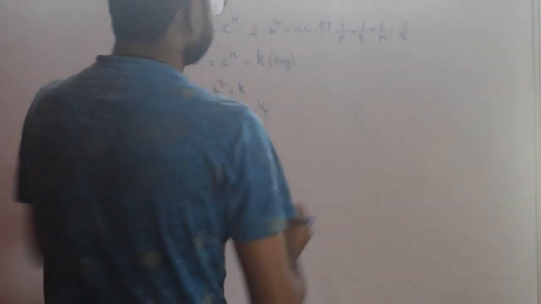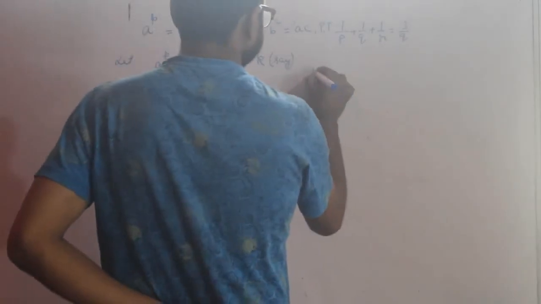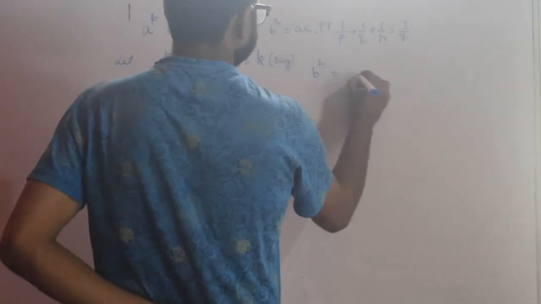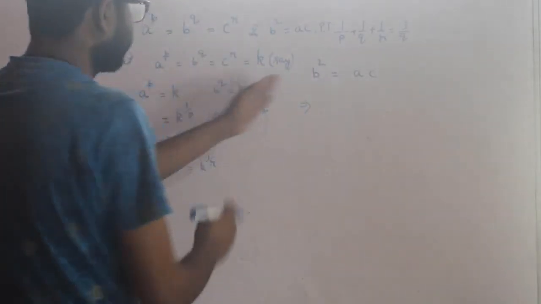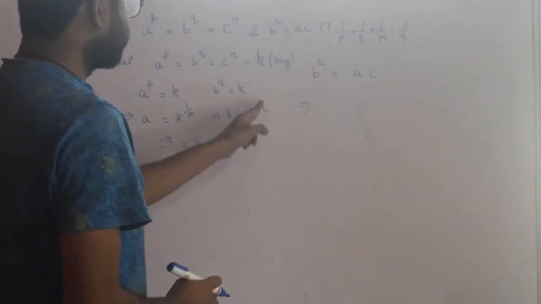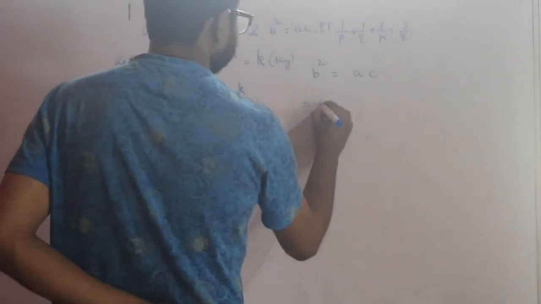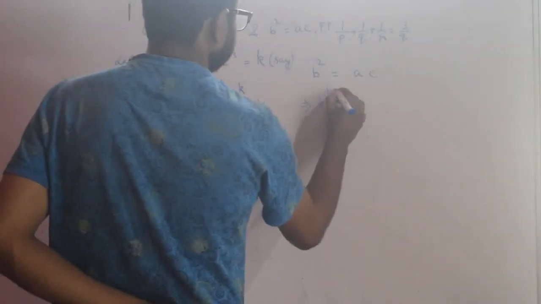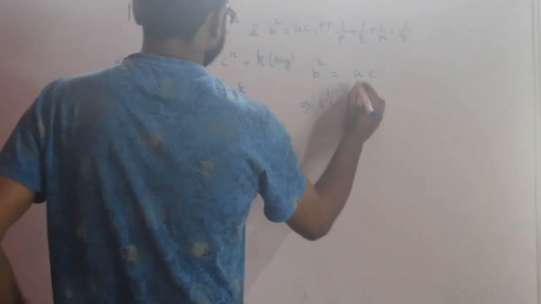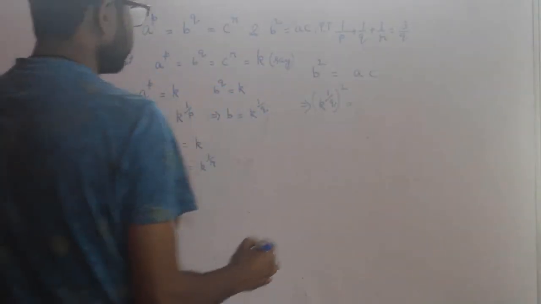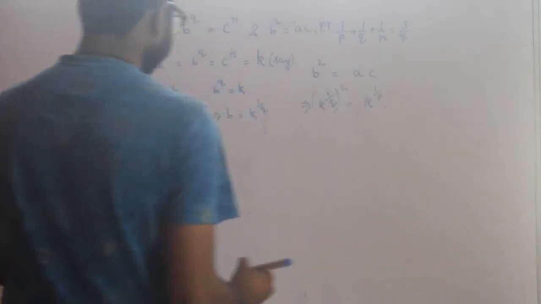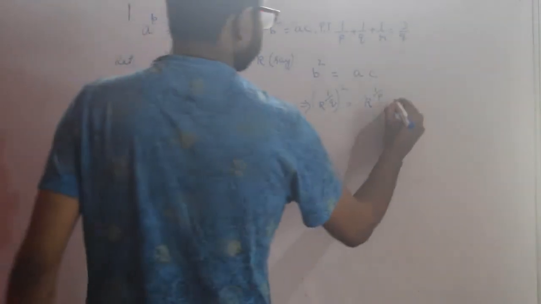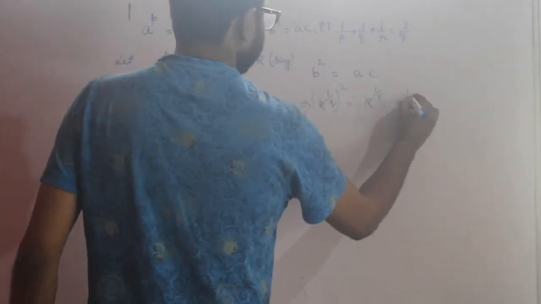Now come to the other condition. The other condition is b square equal to ac. Now what we'll do, we'll put the values in terms of k. b in terms of k is k to the power 1 by q. Then a in terms of k is k to the power 1 by p, into c. c in terms of k is k to the power 1 by r.